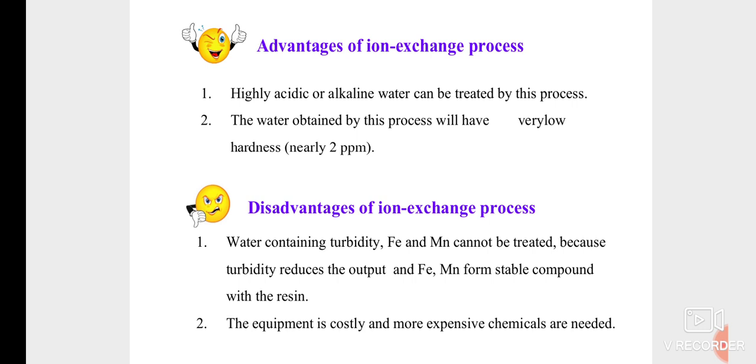Then the equipment is very costly and more expensive chemicals are needed, because urea formaldehyde and anion exchange resins, called sulfonated coals, are very costly. So those are the main disadvantages of the ion exchange process.